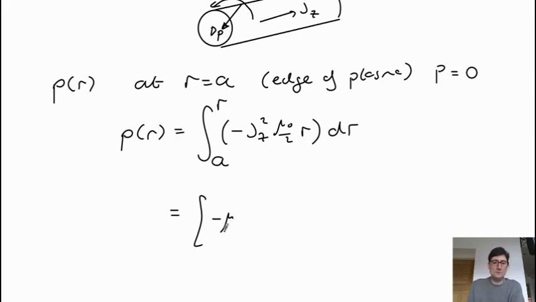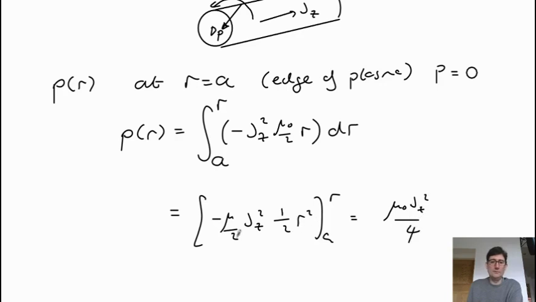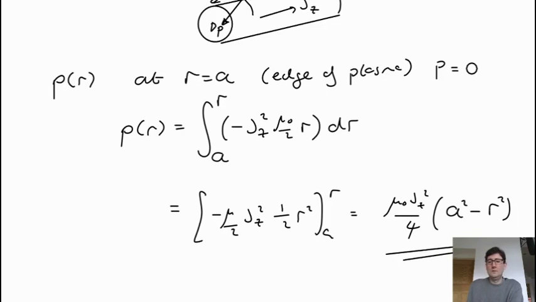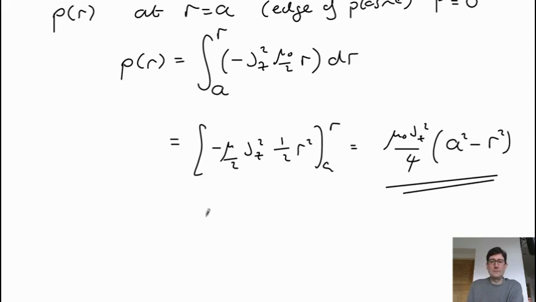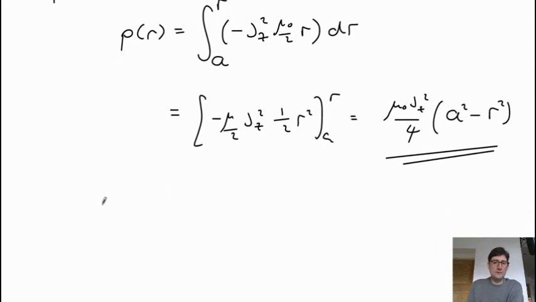mu naught over 2 Jz squared over half R squared from A to R, and this gives mu naught Jz squared over 4. So you get half from here, half from there. And then here we have an A squared minus R squared. And so this is just for the case where Jz is uniform. Then we get profiles that look like this.